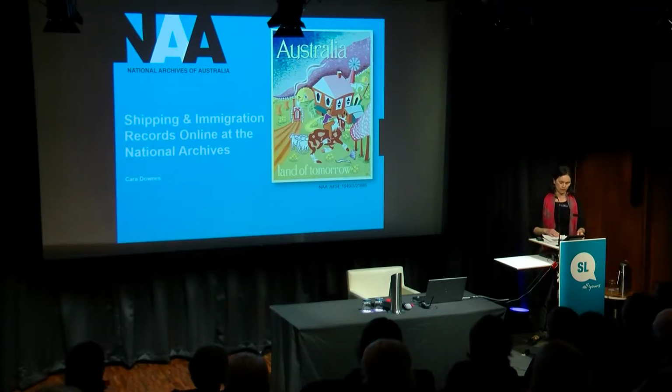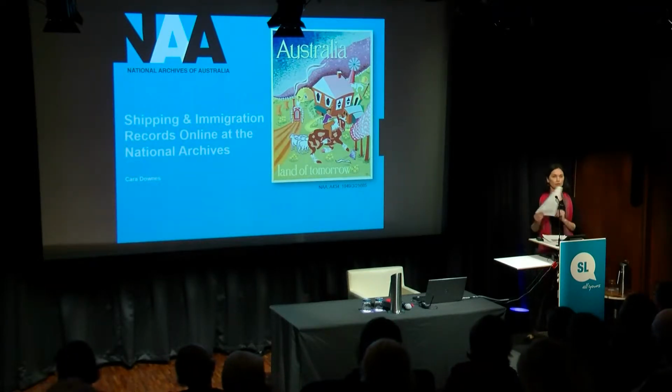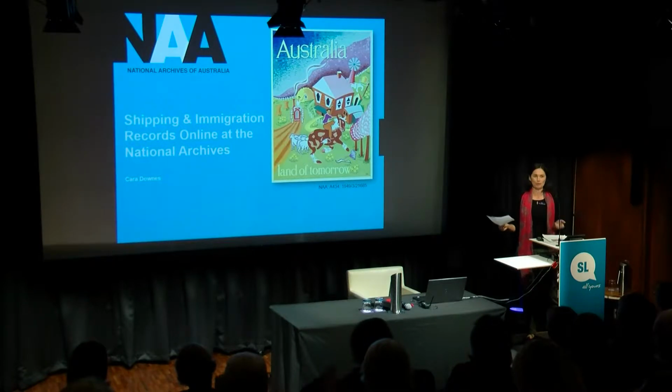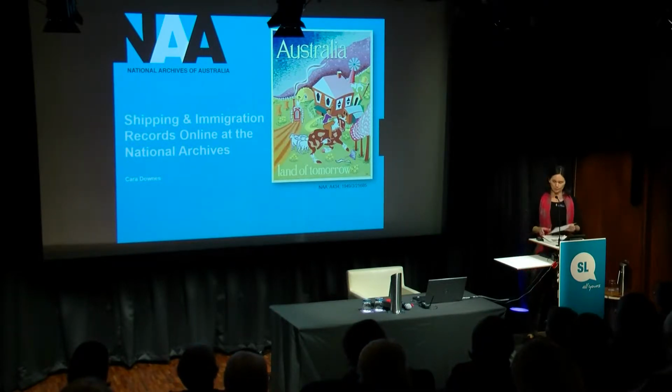Today I'm going to be giving you an overview of the main types of records held in the National Archives collection relating to passenger arrivals and how you can find and access them. You will have been given a one-page cheat sheet from me. This can be used as a guide to help you remember what I've spoken about today, because it can be a little bit confusing, but I'll do my best to make it straightforward.